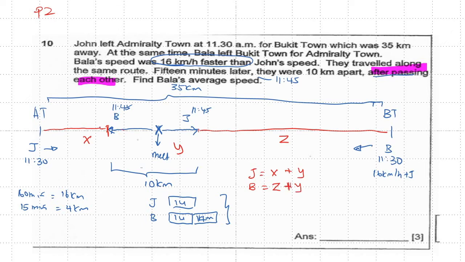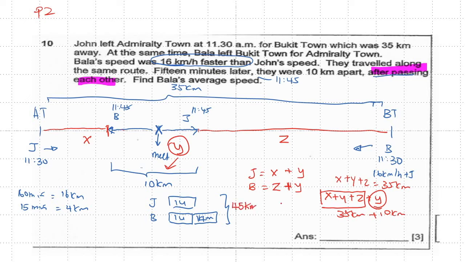And you should know that this whole thing, X plus Y plus Z, is actually equal to 35 kilometer. So if you were to add these two distances, it is X plus Y plus Z plus Y. Correct or not? So you know that X plus Y plus Z is actually 35 kilometer. And Y is actually where? Y is here. And Y is 10 kilometer plus 10 kilometer. So you know that the total distance travel is 45 kilometer.